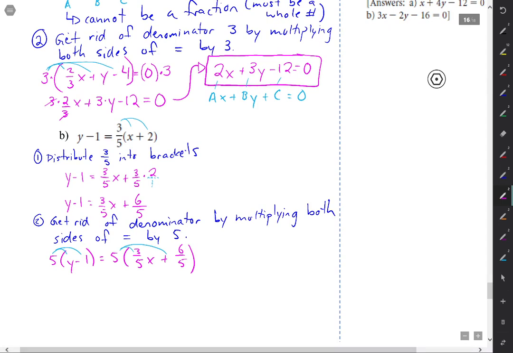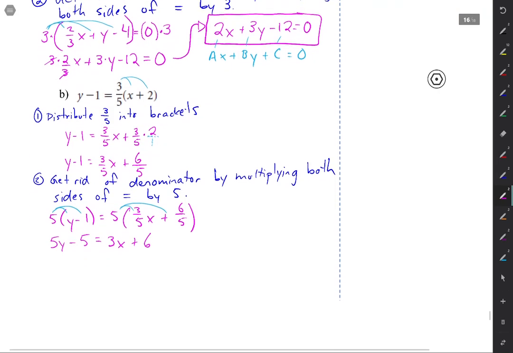So then if we do that, we're going to have 5y minus 5 is equal to, now remember, when we multiply this 5 and this term here, the denominator is going to cancel out. So we're going to be left with 3x, and then again, this denominator will cancel out once we multiply the 5 to it. So we're going to be left with plus 6. So this is already looking a lot better.